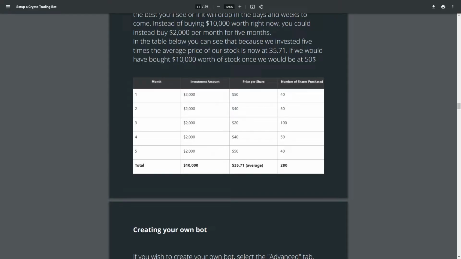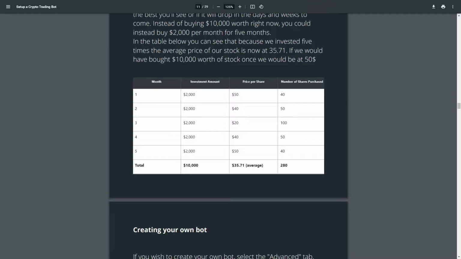So here's a basic example of dollar cost averaging. Imagine you have $10,000 available to invest. Now you could either split the investment or you could invest everything at once. In this example, if you would have invested everything at once and you waited 5 months, then you wouldn't have made any profit because in the beginning the price per share was $50 and now the price is also $50.